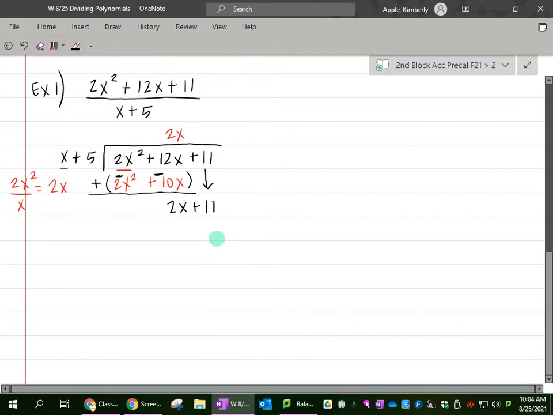So in this next step, I'm ready to divide again. I'm going to again look at this first thing and divide it into this first thing. So here's my scratch work to the side. 2x divided by x is simply 2. This is a constant, so it's going to go over here on top of the other constant. And now I'm going to multiply 2 by all of this. So 2 times x is 2x.